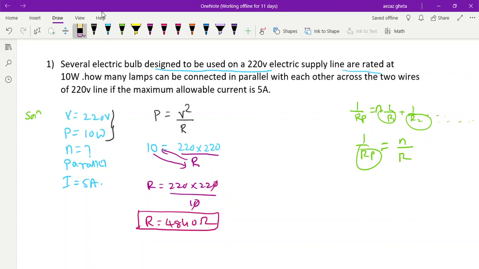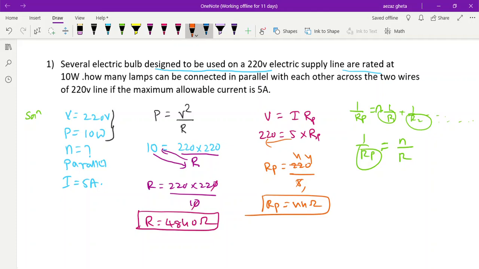The maximum current allowed is 5 ampere, right? So now I should go with the normal formula: V is equal to I Rp. The bulbs are connected in parallel, the current is 5 ampere and the potential difference is 220. So Rp is equal to 220 divided by 5, which is 44 ohm. Understood.